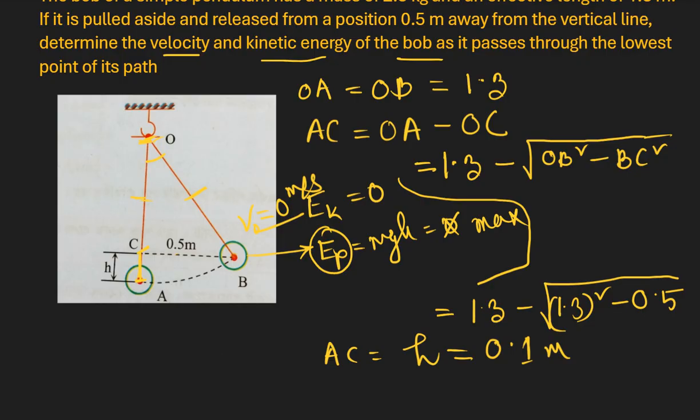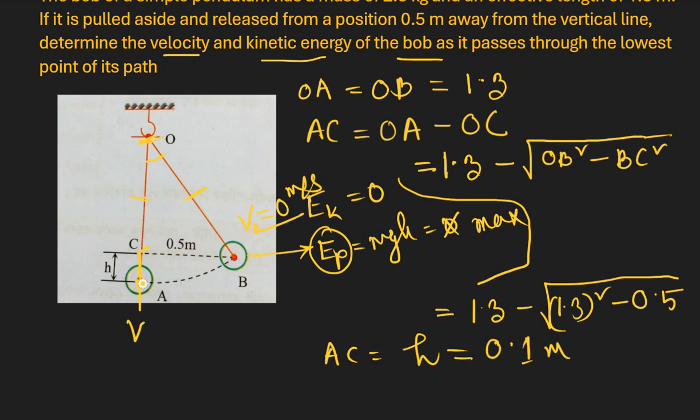It means at point A, of course, the potential energy is 0 and EK will be the maximum, right? It's actually not a big deal where the EP is maximum or not. What we have to calculate is, at point A, what will be the velocity.